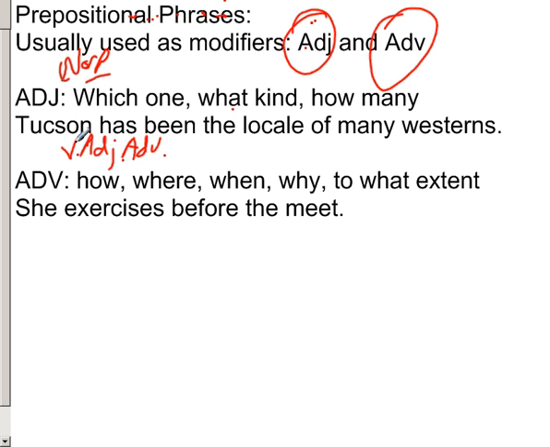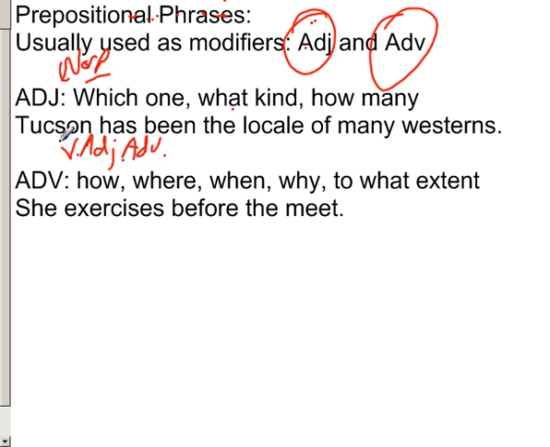Now, let's look at the first sentence here. Find out which one of these questions it answers. Which one, what kind, how many. Now, the best way to find a prepositional phrase is, of course, to memorize your prepositions, which I had to do in 8th grade. Not a pleasant experience, but once again, I know all of my prepositions now. If not, you can have a handy-dandy reference sheet as well.